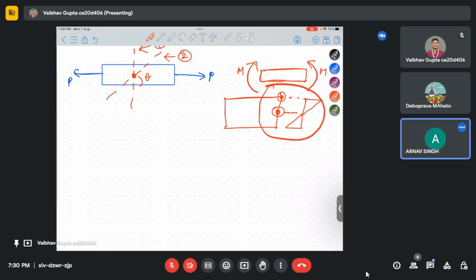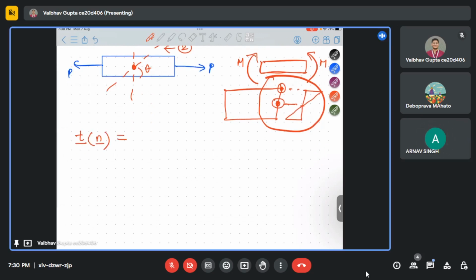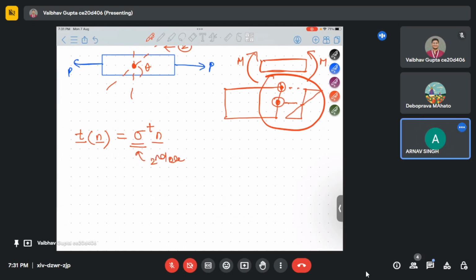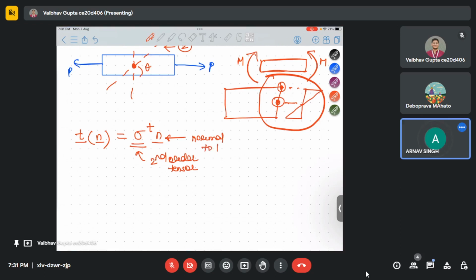First, traction is nothing but sigma transpose n. This sigma is nothing but stress. Transpose means you know how to take the transpose of a matrix. And the double dash means second order tensor. Traction. And what is this n? n is the normal to the surface.